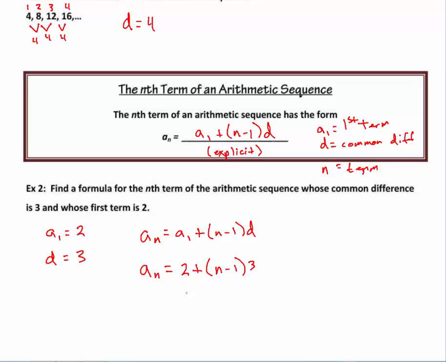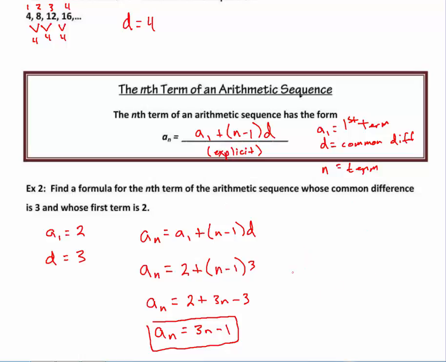Well, that 3 can be distributed in there, so we're going to get a sub n equals 2 plus, remember we'll distribute this, 3n minus 3. Now we have a 2 and a negative 3 that can be combined, so a sub n equals 3n minus 1. And that is our formula for the nth term of this arithmetic sequence.